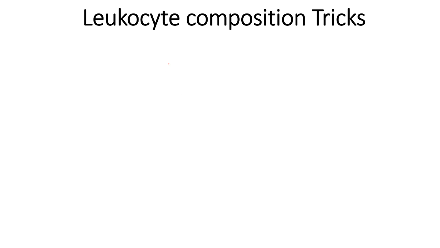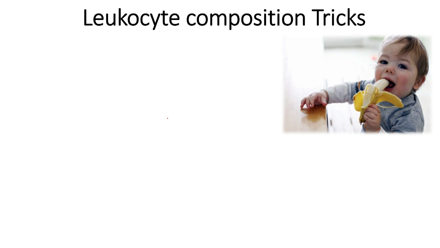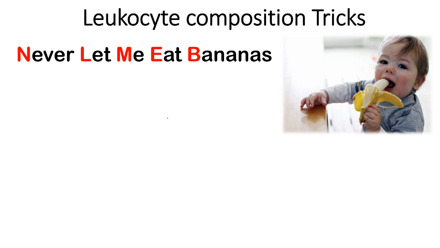So the easy way to remember leukocyte composition in our blood is to remember one simple sentence, and that is, never let me eat bananas. That's all you need to remember. Let's say you hate banana, so you don't need to eat it. So it is never let me eat bananas. That is all about leukocyte composition. So if you remember this, you know the leukocyte composition.